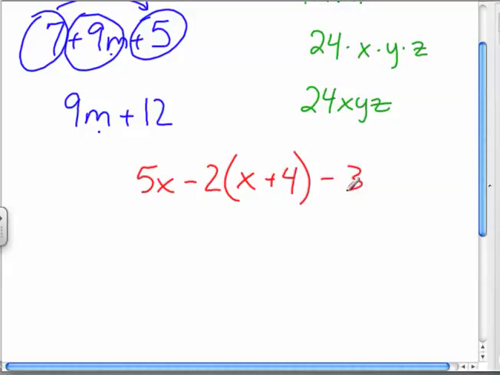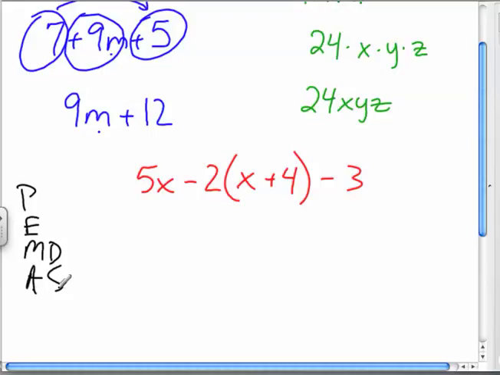Let's say I've got 5x minus 2 times x plus 4 minus 3. Okay? Now I've got something a little bit longer here. But you know what? PEMDAS still works for us. Always works for us. Remember, multiplication and division are the same. We just do the ones that come up first. And addition and subtraction are the same. We just do the one that comes up first.